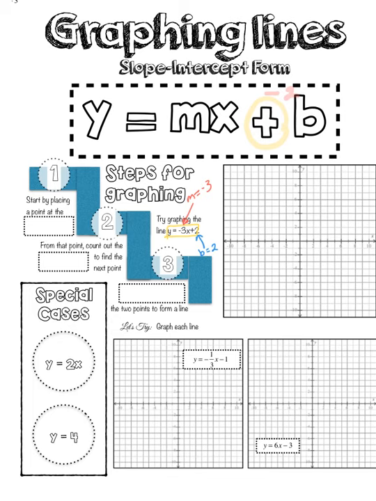So step 1, place a point at the y-intercept. Our y-intercept is 2, which means on the y-axis, you're going to 2. You could also call that 0, 2. That's the coordinate point. 0, 2, the y-intercept. Okay, from that point, count out the slope to find the next point.